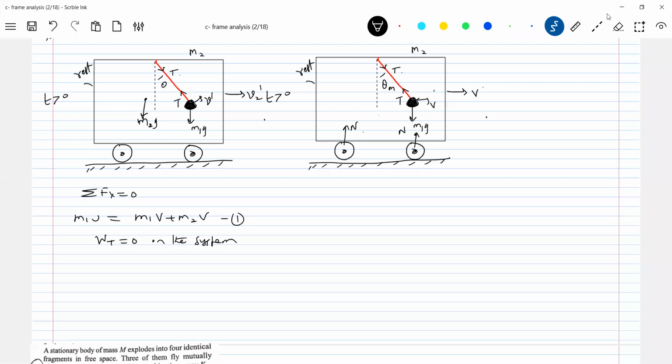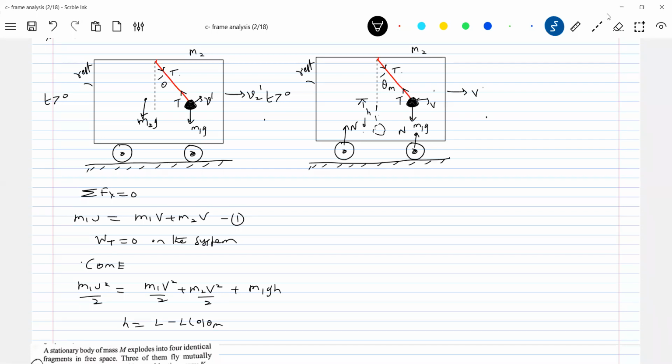So therefore, conservation of mechanical energy: the initial kinetic energy of the system, m1u square by 2, should be equal to m1v square by 2 plus m2v square by 2 plus the increase in gravitational potential energy. To what height has it risen? Initially the bob is here, no? So it has ascended a height h. So shall we write it as equal to m1gh? How to get h? I think by this time everyone knows h will be L into (1 minus cos theta m).